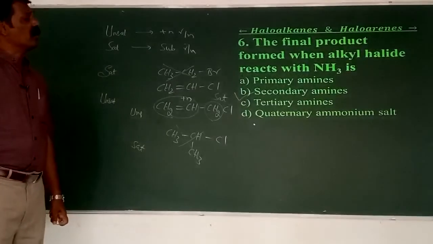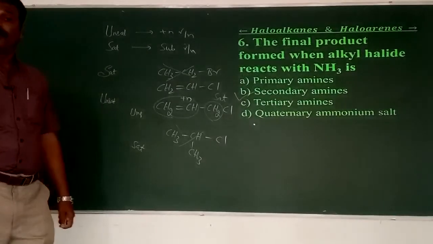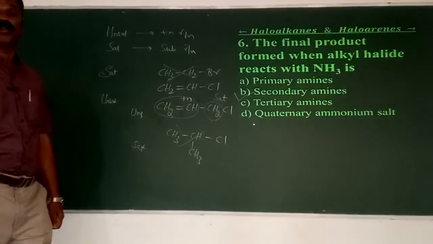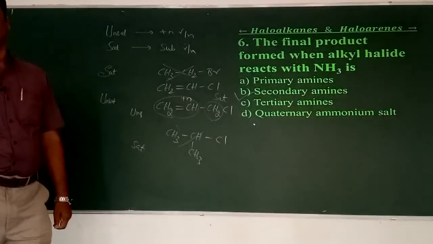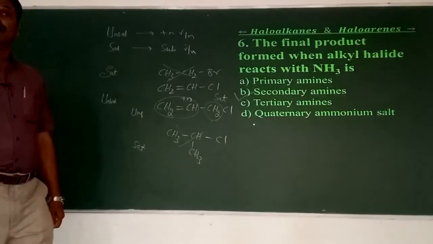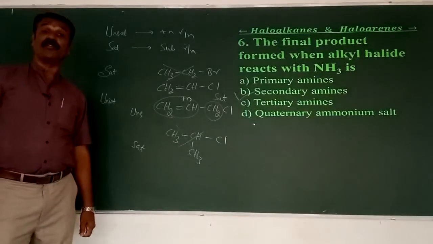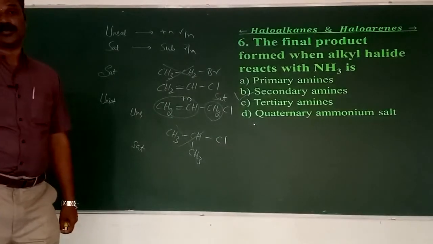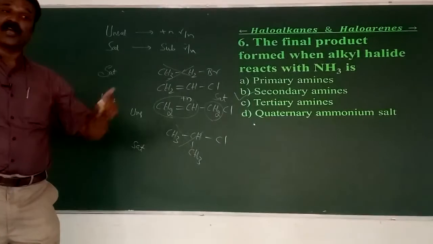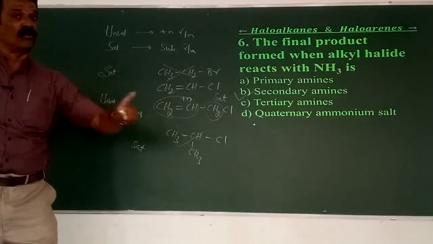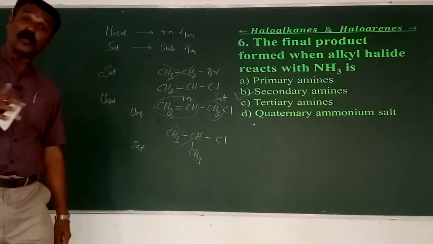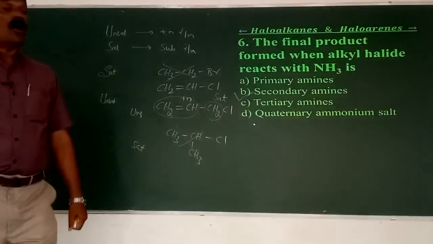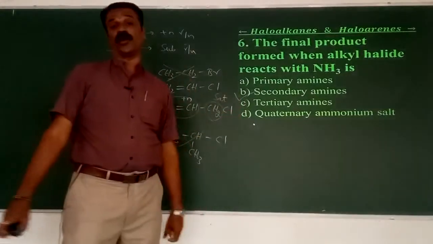The final product formed when alkyl halide reacts with ammonia is primary amines, secondary amines, tertiary amines, and then the quaternary ammonium salt. It's a very important chemical test to distinguish between whether it is a primary amine or a secondary amine or a tertiary amine in the amine chapters. Primary amines can form QAS. What is QAS? Quaternary ammonium salt. Secondary amines also undergo this. Tertiary amines also undergo this. Means all form the final product as what?